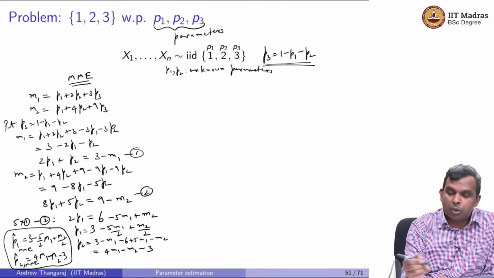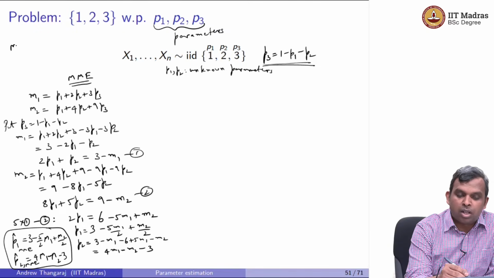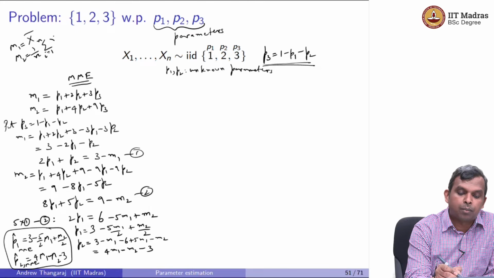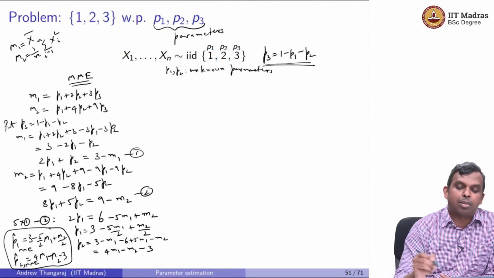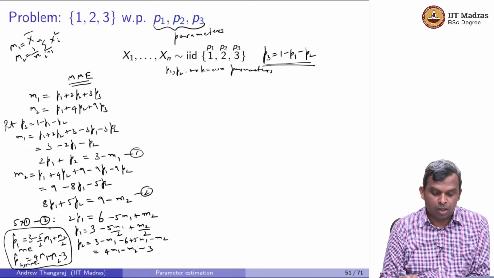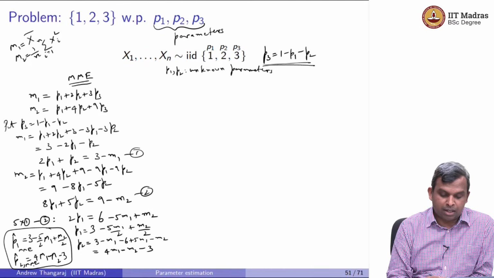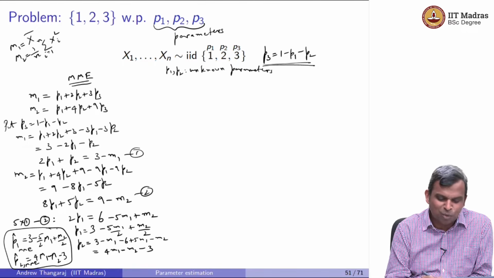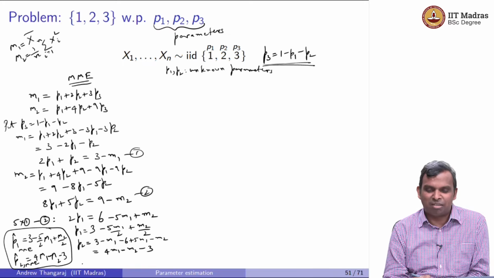So what is M1 and M2? You remember what M1 and M2 are, right? M1 is just the sample mean, x bar, and M2 is just the second moment, summation i equals 1 to n of xi squared. The sample mean is just 1 by n summation i equals 1 to n xi. Okay, so I've expressed both the MME estimators as just linear functions of M1 and M2. That's good enough.